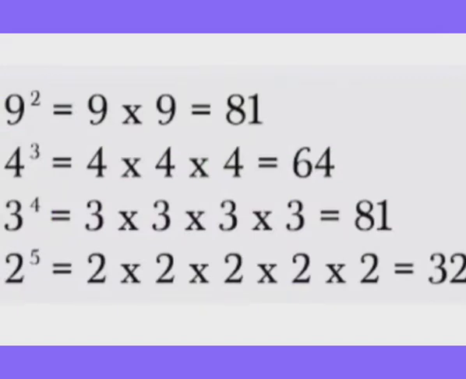9 raised to the power 2. That means 9 is the base, 2 is the power. 9 multiplied 2 times. 4 raised to the power 3 means 4 multiplied 3 times. Next, 3 power 4, that means 3 raised to the power 4, 3 multiplied 4 times. 3 is the base, 4 is the power. 2 raised to the power 5, that means 2 is the base, 5 is the power. That means 2 multiplied 5 times.